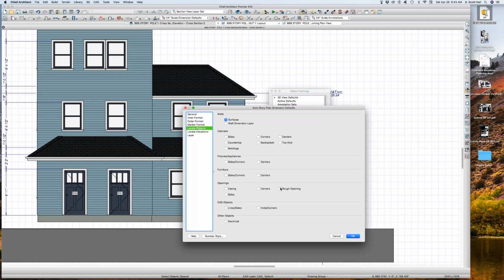See, I don't want rough openings. I don't have that option to dimension just the windows, because I don't want to dimension to the rough opening. I don't know why. I just don't. Technically, I suppose it's the right thing to do, but I don't want to do it. You think I should dimension to the casings?